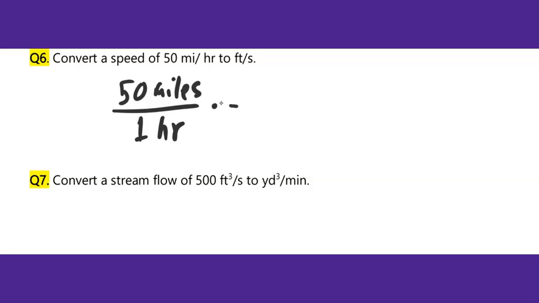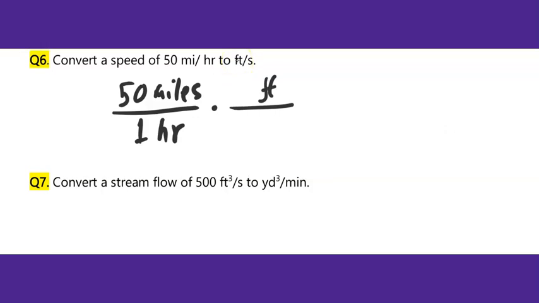So since I need to cancel miles, I need the feet on the top, because feet per hour, feet must be on the top. So I put the feet unit here and the miles unit here in the bottom. And again, 5280 feet equals 1 mile. So I change miles to feet. Now the miles cancel, I get feet per hour, but I have to change hour to seconds.